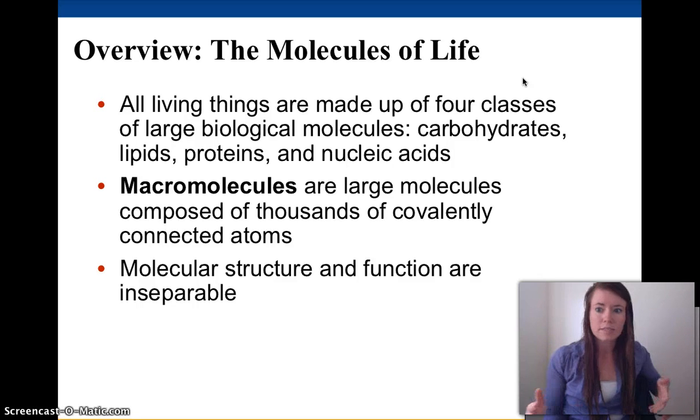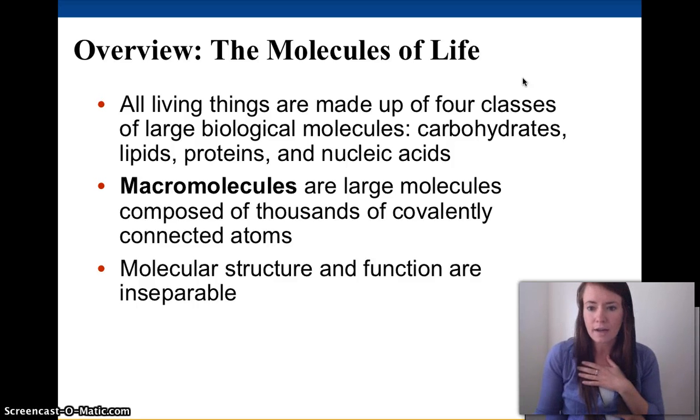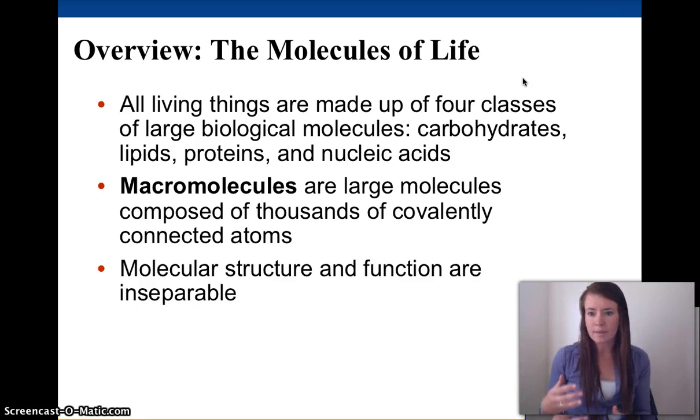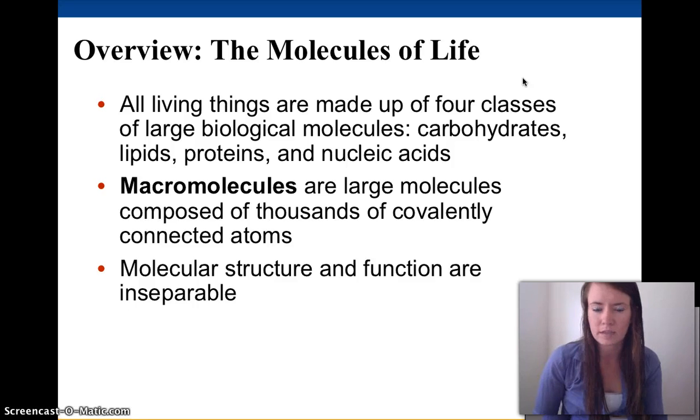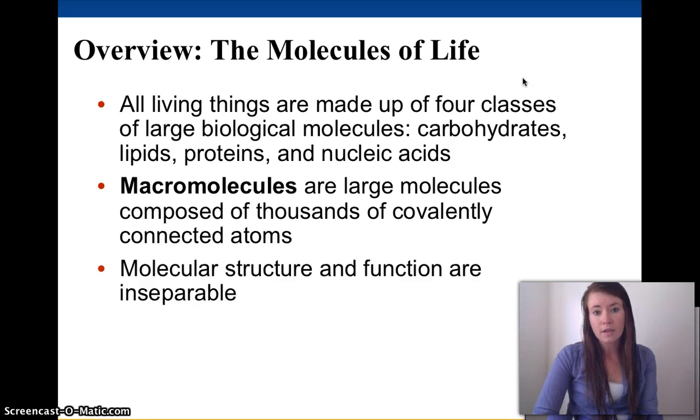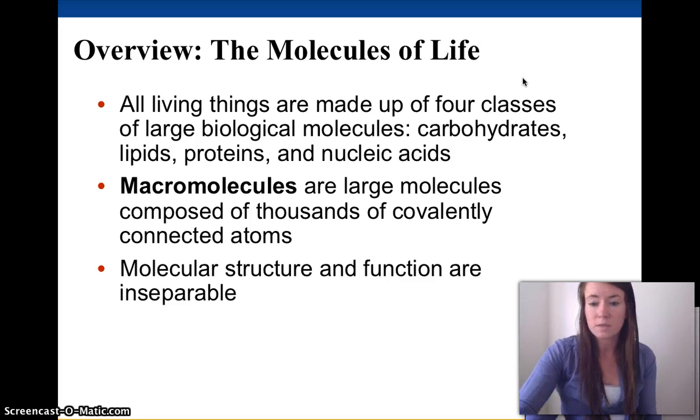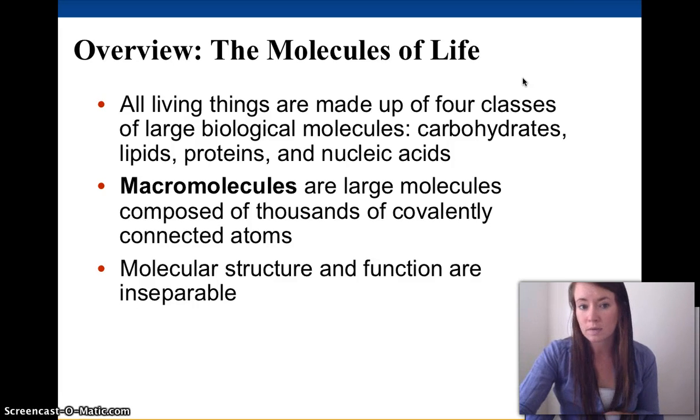Even though life is incredibly diverse, like obviously we are very different than cats, very different than bananas, very different than ants, very different than bacteria, but all living things have those 4 kinds of molecules. And these molecules are really big, so we call them macromolecules, macro meaning large. And they're made of thousands of covalently connected atoms. So all of these organic molecules are connected by covalent bonds, which is important. They're not ionic bonds. Organic molecules have covalent bonds.